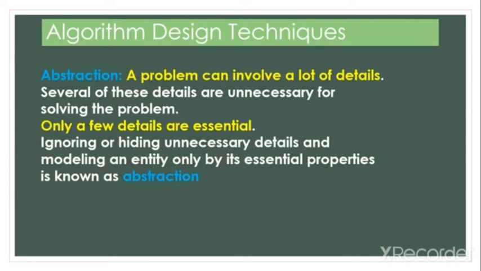The next one is abstraction. What is abstraction? A problem can involve a lot of details. Several of these details are unnecessary for solving the problem, and only a few details are essential. Ignoring or hiding unnecessary details and modeling an entity only by its essential properties is known as abstraction. So abstraction is nothing but ignoring the unnecessary details.